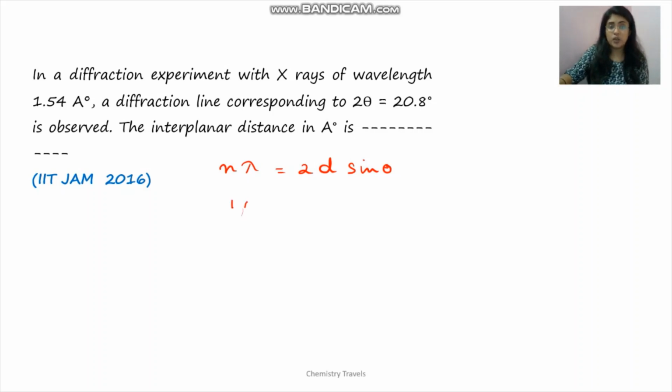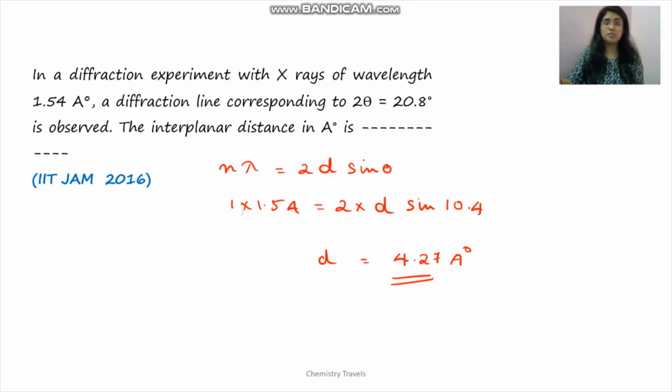So it is 1 into lambda, which is 1.54, equal to 2 into d, which we have to find, into sine theta. 2 theta is given to be 20.8, so theta would be equal to 10.4. When I substitute the values, take everything to the other side and calculate, my d value comes out to be 4.27 Angstrom. This would be the answer for this particular question.